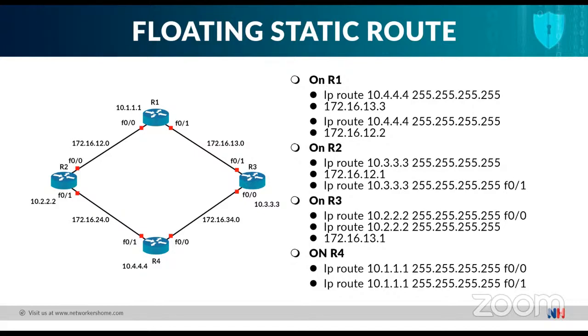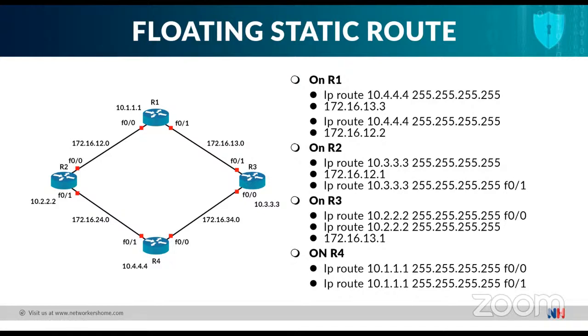If we use the traceroute command, 13.3 is going to get the first preference. If we want 12.2 to be preferred, manually we will increase the AD value of 13.3, and then 12.2 is going to get the first preference.